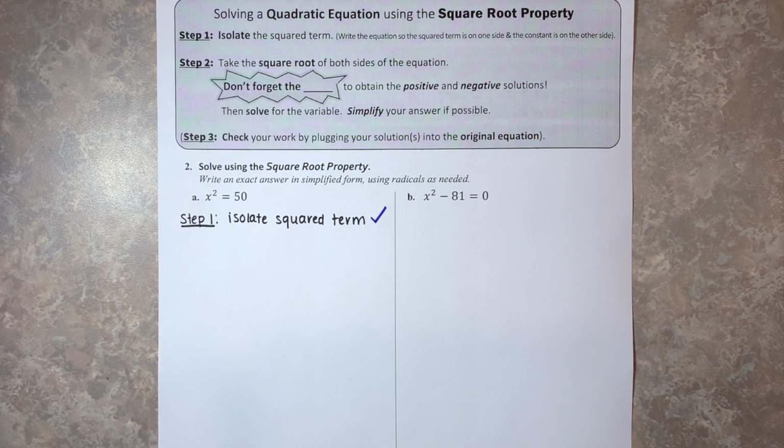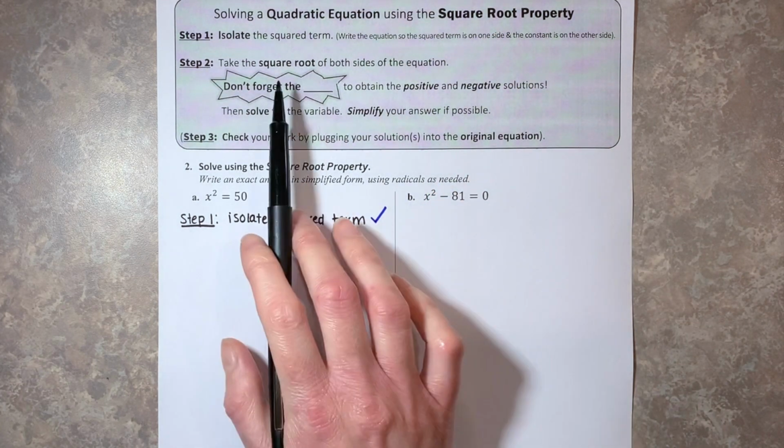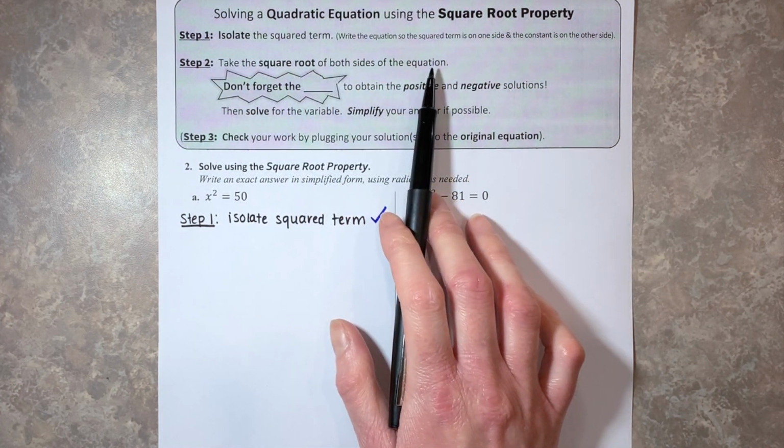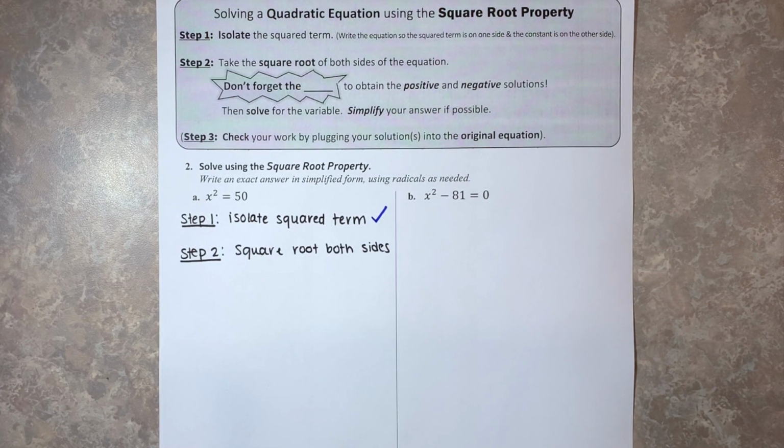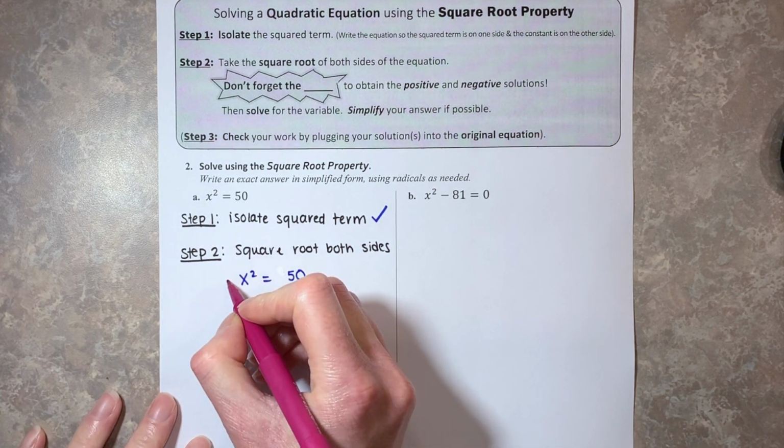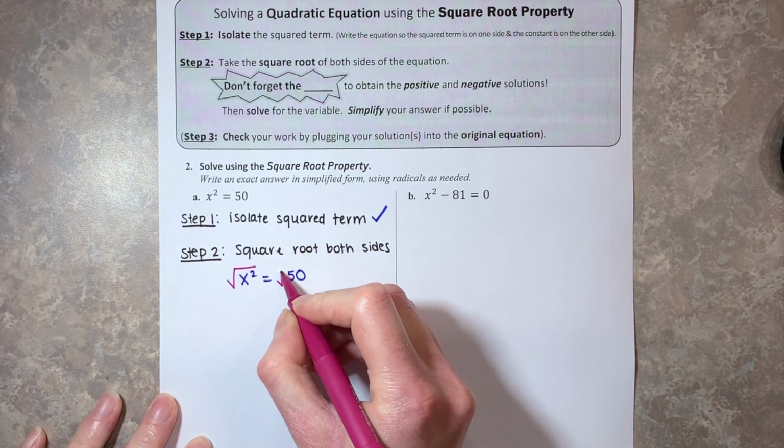Step number 2, this is why this is called the square root property, is because in step number 2, we take the square root of both sides of the equation. So if we start with our original problem, x squared is equal to 50. Now we're supposed to take the square root of both sides. So we'll take the square root of the left and the square root of the right.